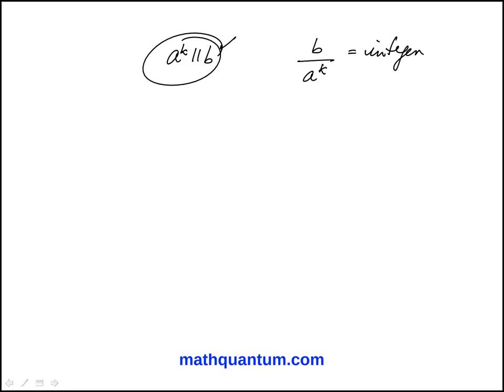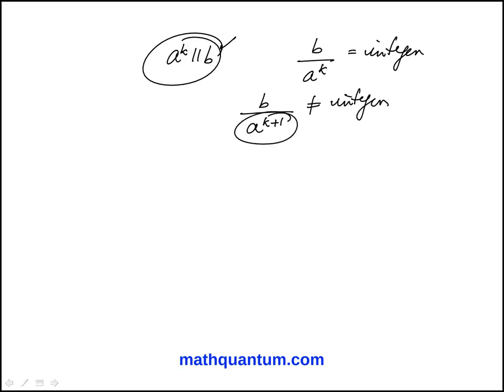So here we're given this symbolic operation, and that means that a, b, and k are positive integers, that a to the power of k is a divisor of b, which means b over a to the k is an integer. But b is not divisible by a to the power of k plus 1, is not an integer.